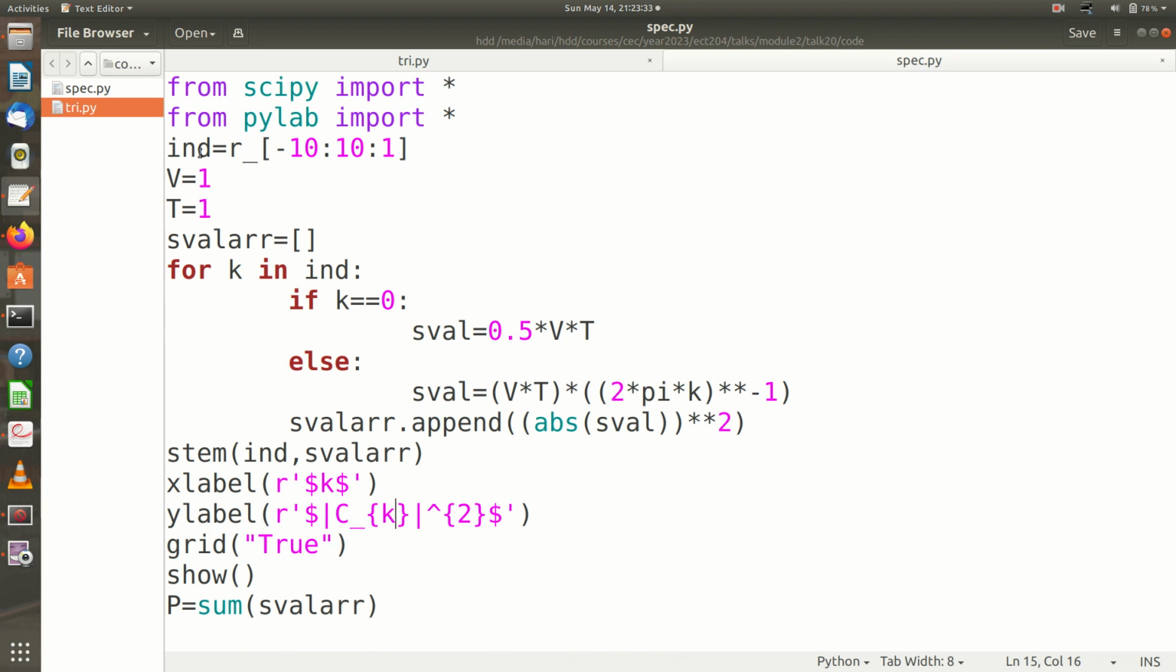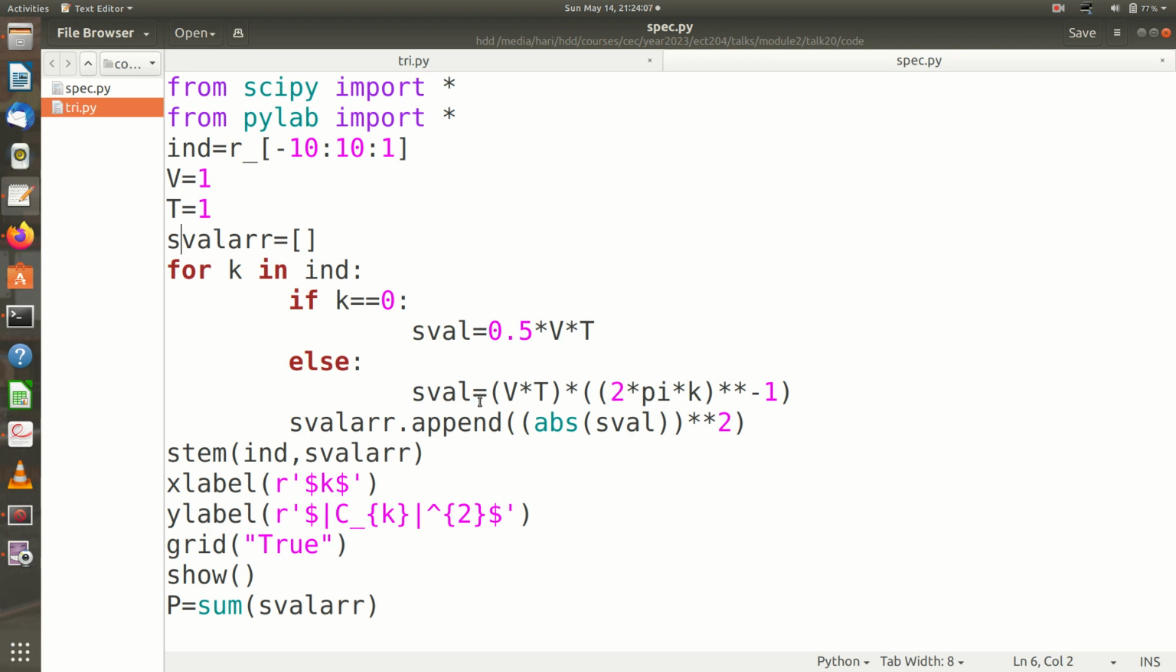Here I have indices k from say minus 10 to 10 with increment 1, and here I take V equal to 1 and T equal to 1. This spectrum value, mod ck squared, I write into a blank array. So for k in this range, these are values from minus 10 to 10. If k equal to 0, the s value is nothing but half of VT. This is the value at 0, that is the DC value, VT by 2.